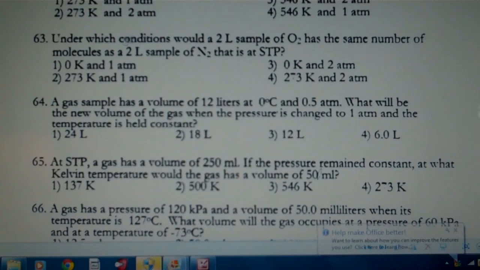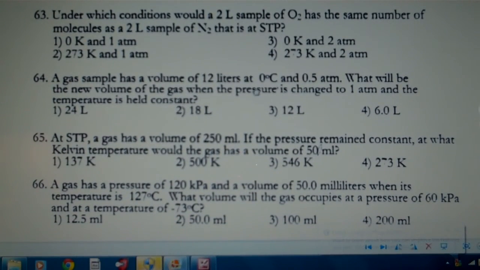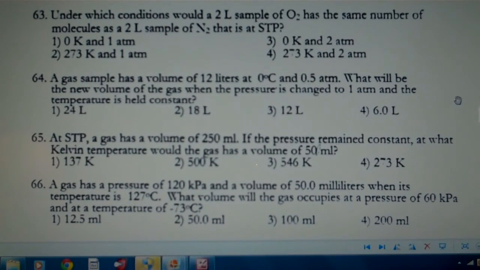Going back now to question number 65. In 65, you have standard temperature and pressure. Remember, those are actually numbers, so you have a temperature value of 273 Kelvin. You have a pressure of 1 atmosphere. You have a volume of 250 milliliters, but this time the pressure is constant, so we can actually cross out pressure. Remember, you change the volume to 500 milliliters, not 50 milliliters.